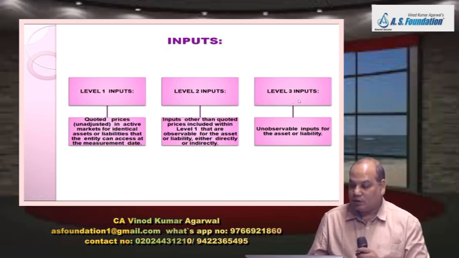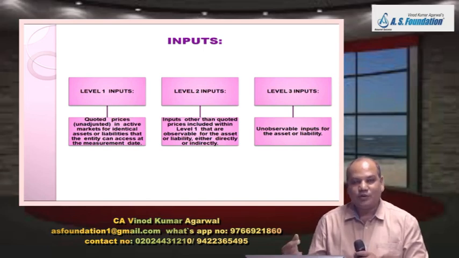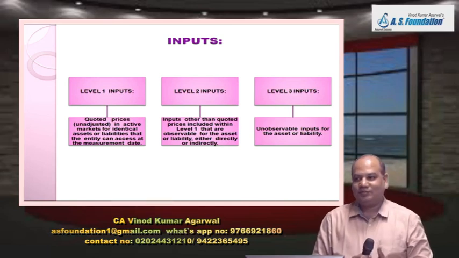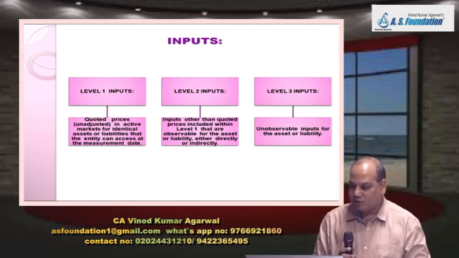And the third one is the least desirable input. If you can't find level 1, level 2 input, then we have to go to level 3. These are unobservable inputs for the asset or liability. Now, how do you value this? Write down, for example, management's expectations. Management expectation. Your project report that you prepare is an unobservable input, where you have just made some guesswork, some projection. That is called level 3 input, management expectation and projections.